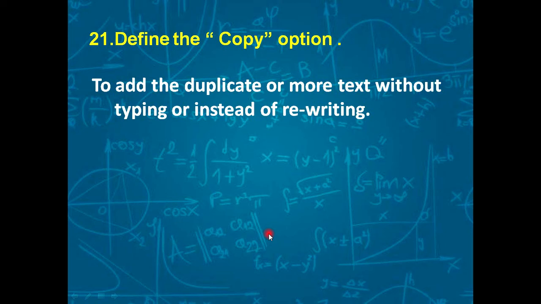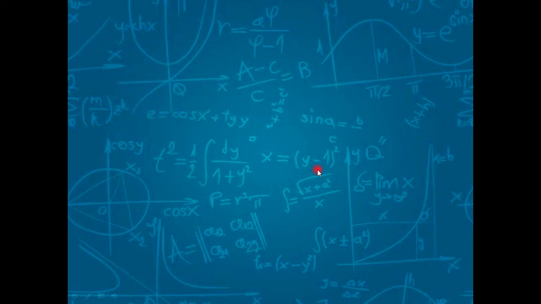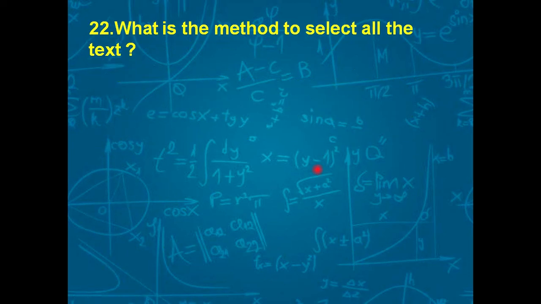Now again, the thing is to define the copy option. Why do we apply the copy option? To add duplicate or more text without typing instead of writing. As I told you, you can just select the text, copy the text and paste somewhere else many times without typing. You can use this option. So the copy option helps you save your time always, and it provides the option to make more things without effort.